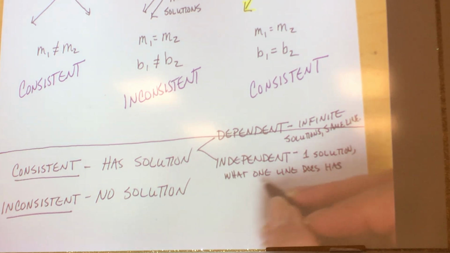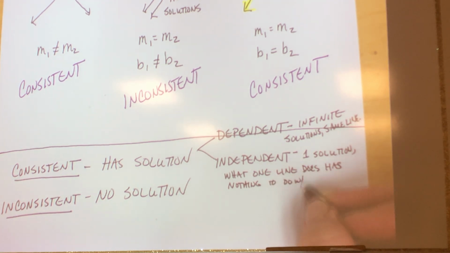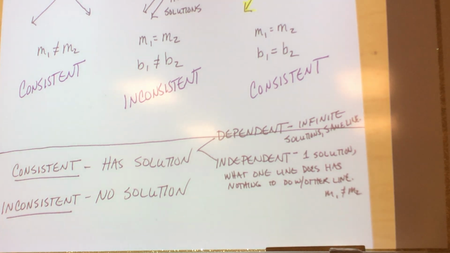Has nothing to do with the other line. Okay, M1 not equal to M2. That's what's making them have one solution. Their slopes are not equal to each other. All right, anybody got a question?